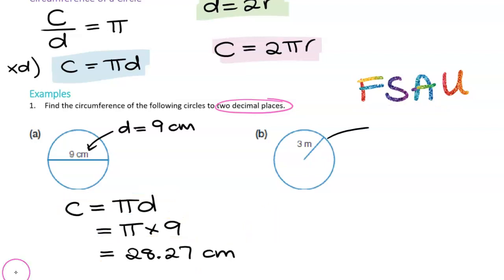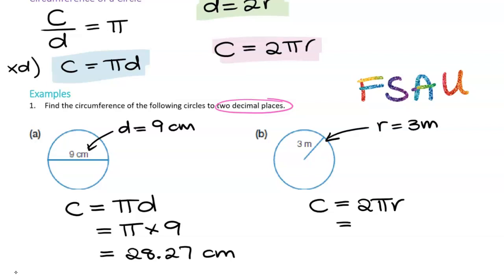Okay, we now have a circle that has 3 meters written on here. Hopefully you recognize that that means the radius is equal to 3 meters. Let's go ahead and do our formula, substitute, answer, with units. So our formula, c equals, which one do you think would be useful? C equals pi d or c equals 2 pi r? Let's use c equals 2 pi r here because we've been given a radius.